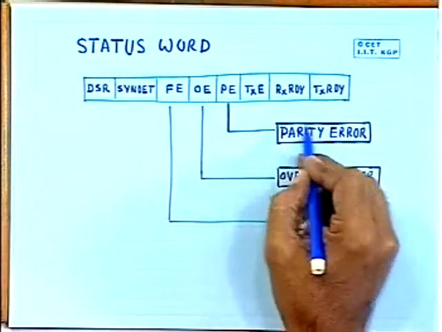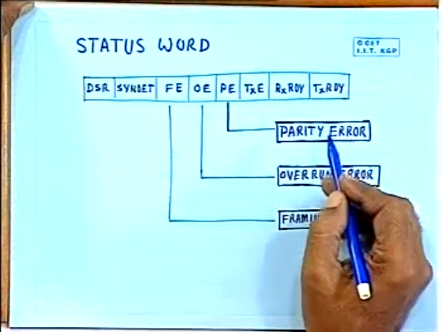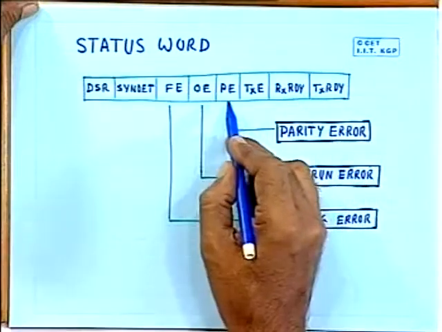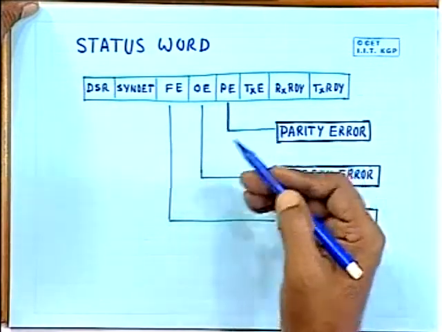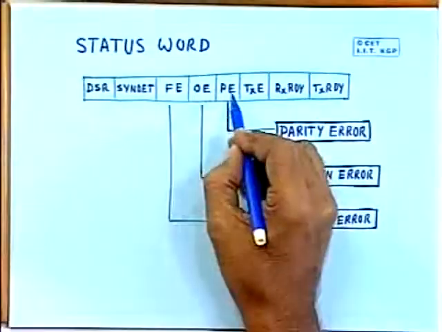P stands for parity error. So you are receiving a character, and after receiving a character, if there is any parity error, whether it is odd parity or even parity, then in that case this bit will become 1. So this automatically checks the parity.